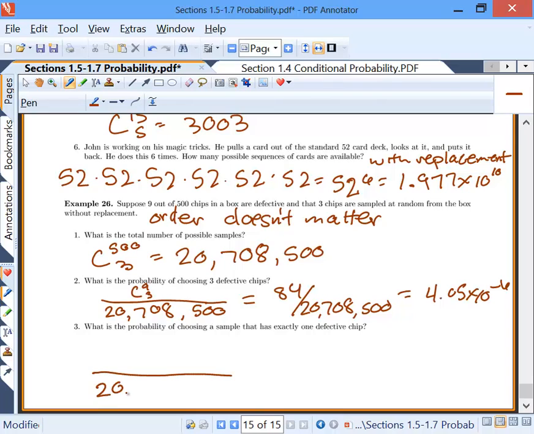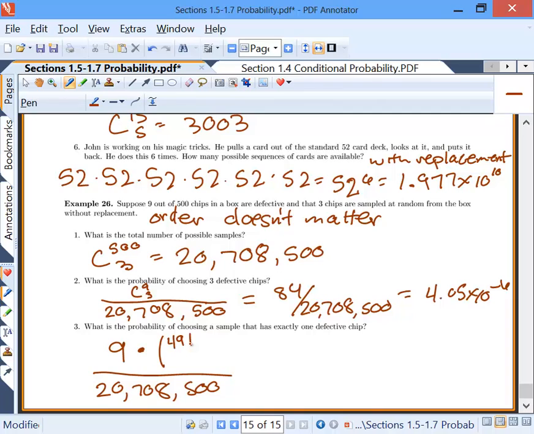So I still know that I have a total, that's still my total number of chips overall. What's the probability of choosing a sample that has exactly 1 defective chip? So this is the way that we're thinking about it with combinations. I want 1 defective chip. How many defective chips are there? 9. So there are 9 defective chips. But I need the first chip to be defective, and then what do the other chips need to be now? Non-defective. How many non-defective chips were in there? 491.